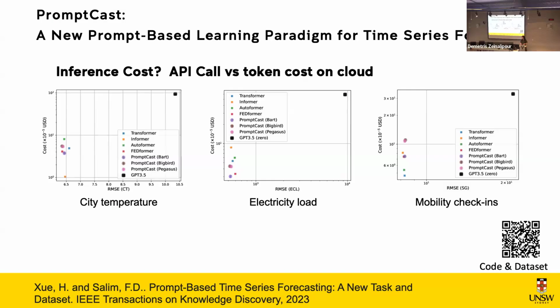Now, this is an interesting figure I'd like to show you. By the time we did the major revision submission of the TKDE paper, GPT 3.5 was available. So one of the reviewers said, could you please do a comparison with GPT 3.5? I said, okay, why not? That was the best model back then. What you see here, the x-axis is RMSE. The y-axis is cost in US dollars. So where do you want your model to be?